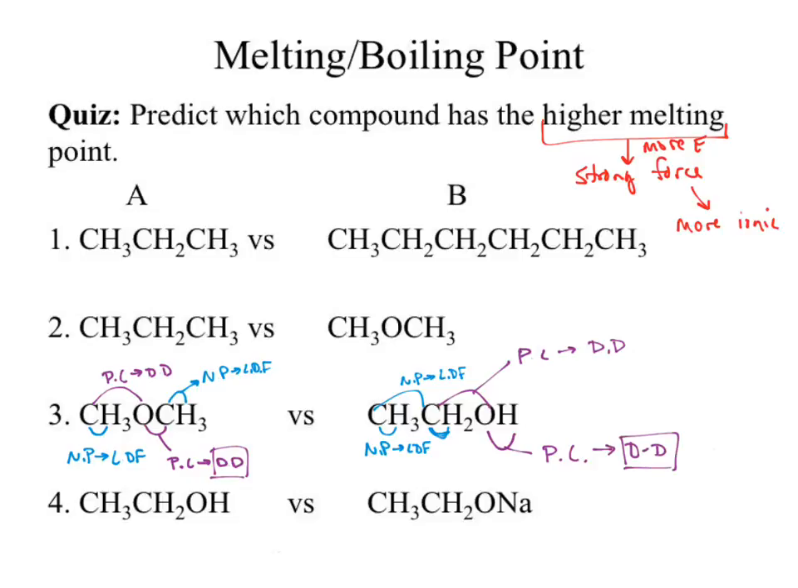In 4A, it was dipole-dipole. 4B, dipole-dipole. So we could go through and say, well, this is an impossible question. We get the same force. Are the dipoles identical to each other? No. There is a difference between these dipoles. If you can see that there is a difference between the dipoles, there is a difference between the melting points.